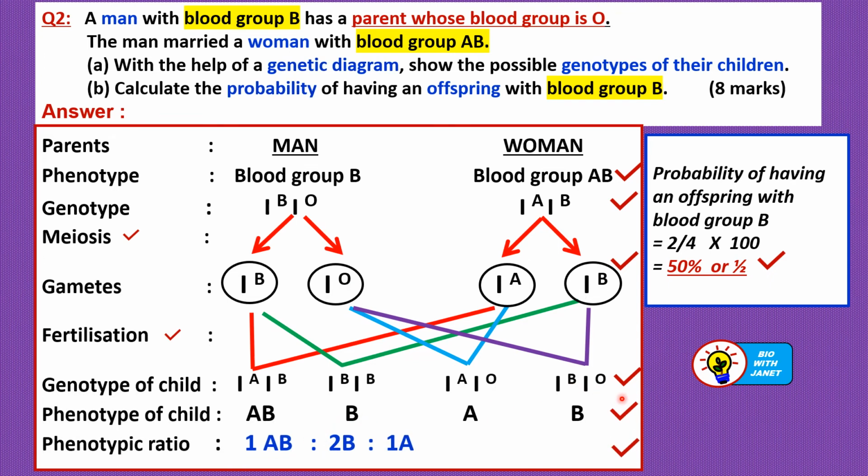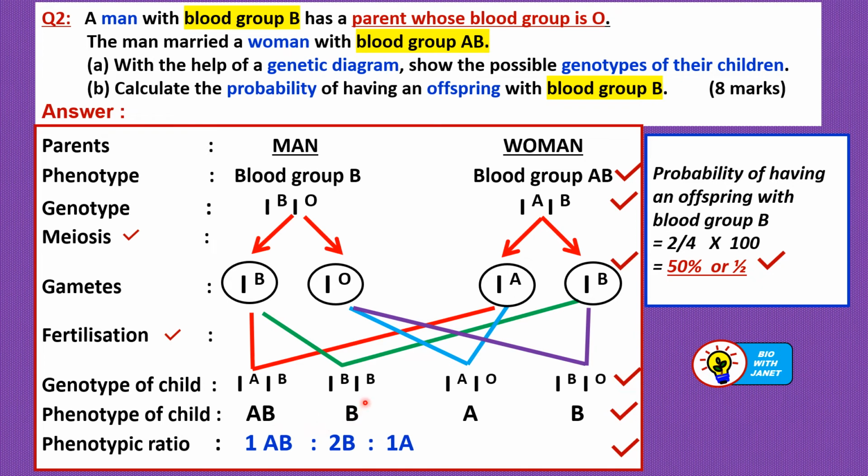Now, the last genotype of the child here is IBIO, right? IBIO, okay, the purple lines here. So now let's look at the phenotype of the child. Now, the phenotype of this child who has the genotype IAIB is AB.